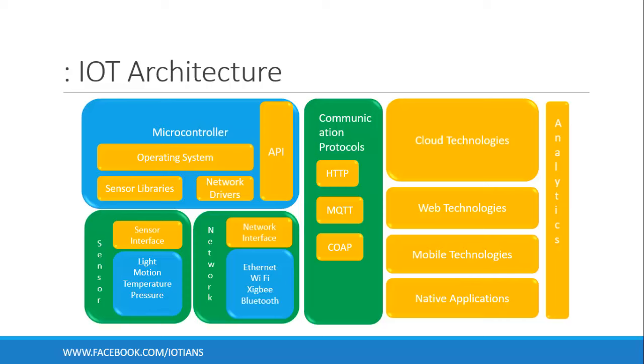So what are the other software components required? Sensor libraries. Some libraries are required which can interface with your sensor hardware. So it depends upon the sensor which library is required for them. Network drivers: there might be some network interfaces also, network libraries I would say, which are required to connect with the network hardware. API is nothing but the software which you have created for a certain purpose.